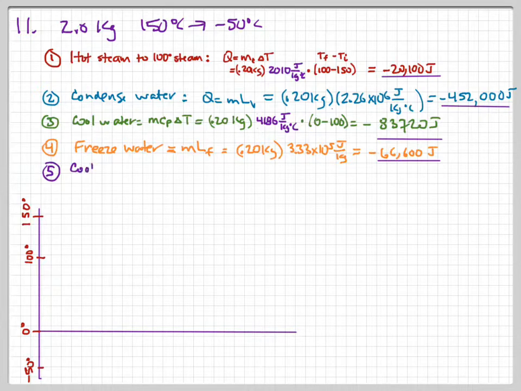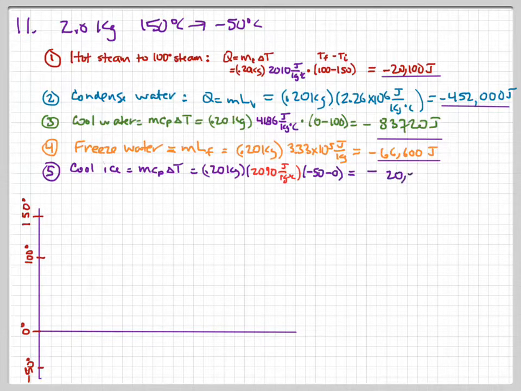And then finally, we have ice, and we want to cool it off to minus 50 degrees Celsius. So now we have MC sub P delta T. C sub P this time is for ice, not liquid. And the final is negative 50 minus the initial 0 for negative 20,900 joules. Okay, so when we add all these up, it looks like we're going to get in the neighborhood of 600 and something thousand joules. So that's how we want to set up our graph.